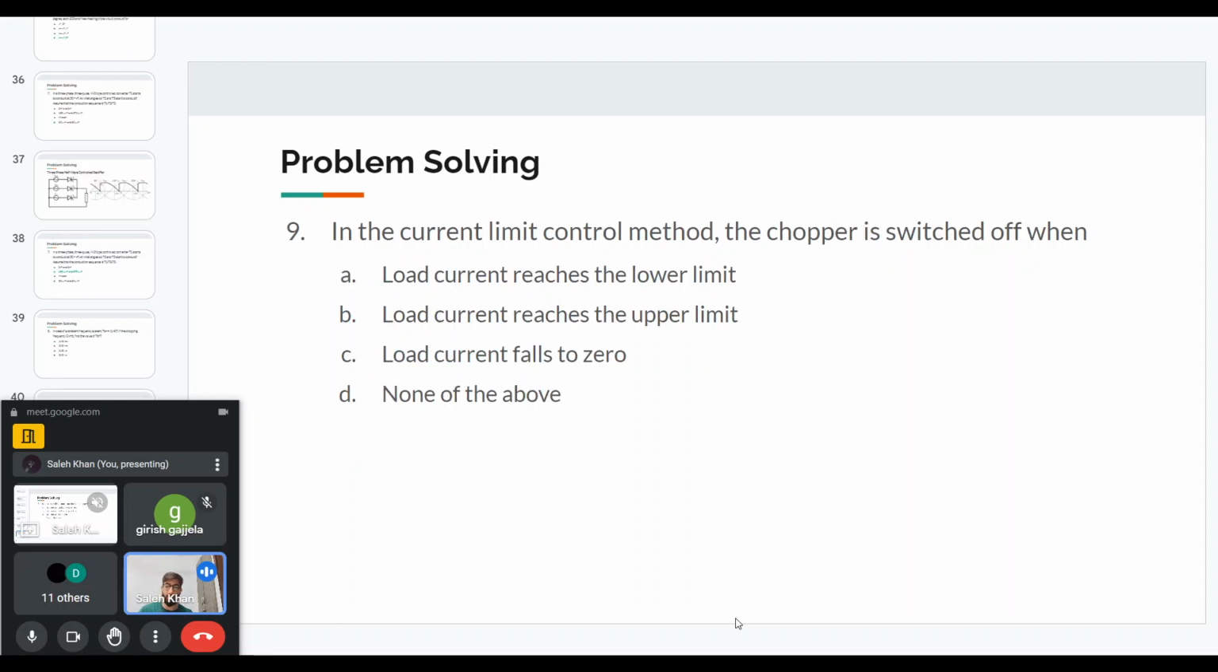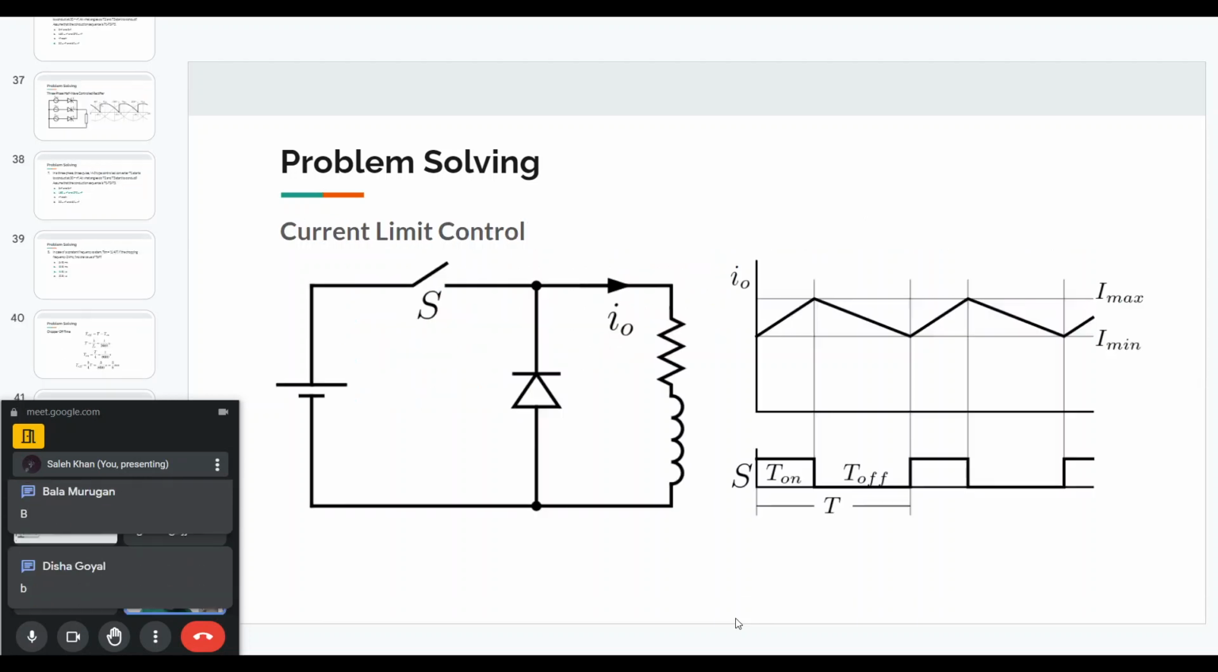So the ninth question is asking, in the current limit control method, the chopper is switched off when, and the options are when the load current reaches the lower limit or the upper limit, whether load current falls to zero, or none of the above. This we actually studied in the first question. Okay, so most are saying B, but someone is also saying A. So let's just clarify it.